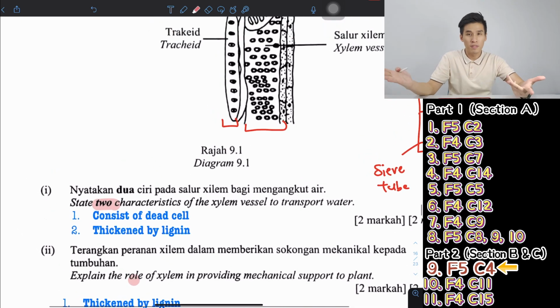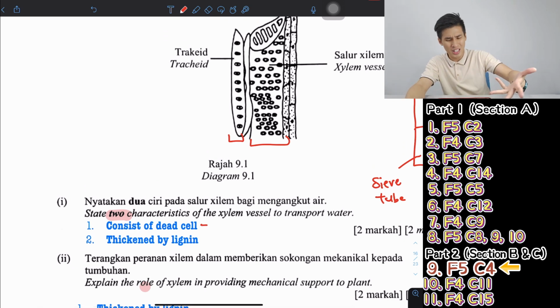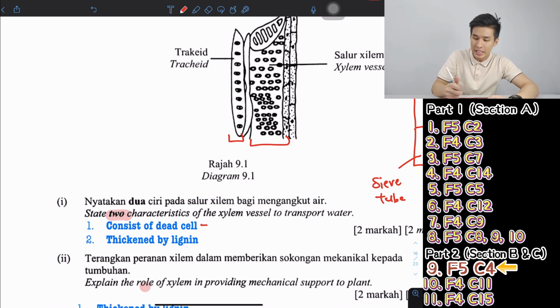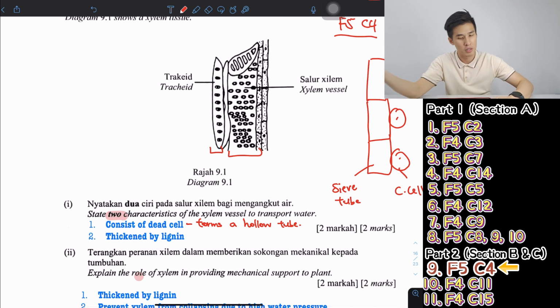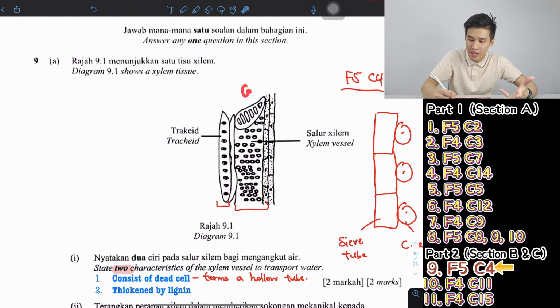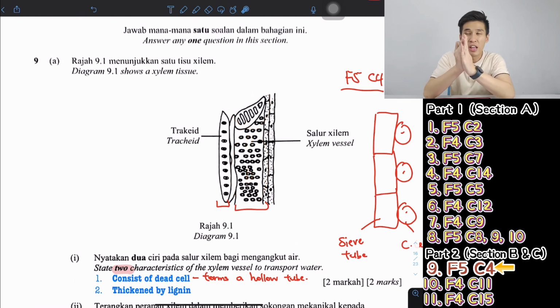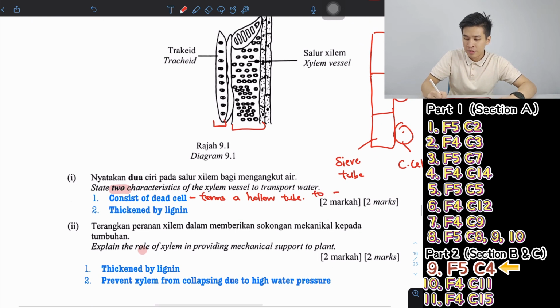So number one, it consists of dead cells. Let's say they ask you to explain the characteristic. What do dead cells actually do for xylem? It forms a hollow tube. This hollow tube will allow water to flow through it. You all know the xylem's function is to transport water and mineral salts. So to transport water, the center has to be hollow, like a pipe. The cells, once they finish forming the xylem, will die. Once they die, the inside components will degenerate and form an empty tube, what we call a hollow tube, to let water flow. So you can say: to form a hollow tube to transport water.